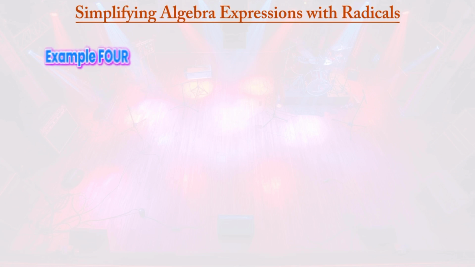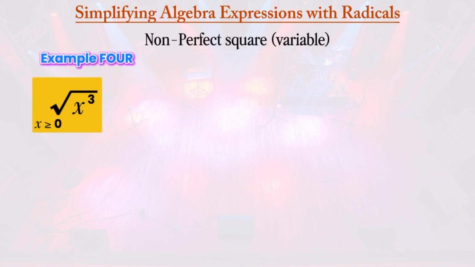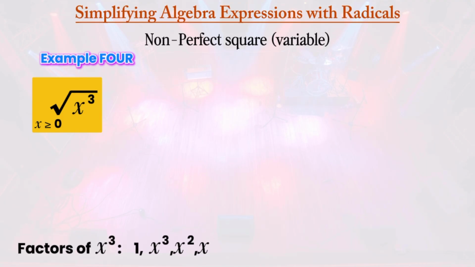So what if we have the square root of x to the power of 3? What can we do to simplify that? Well, the same question has to be asked, which is, does x to the power of 3 have a factor that is a perfect square? The answer is, yes it does. x squared is a factor that is a perfect square.